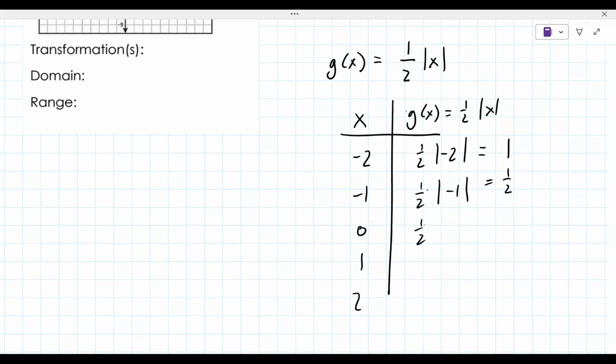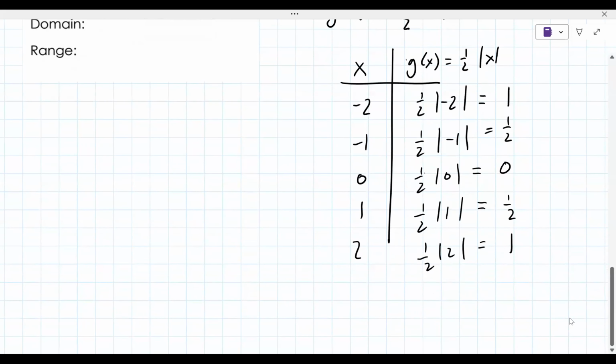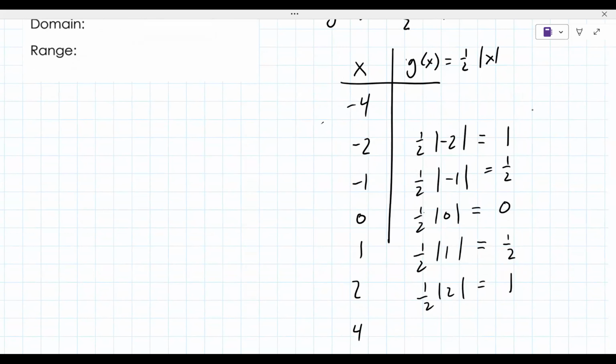All right, now 0: 1/2 absolute value of 0 is 0. Half of absolute value of 1 is half of 1, which is 1/2, and then half absolute value 2 is 1. Now maybe you're okay to graph these half points, but I don't really like doing that. So what I recommend is noticing that when it's even, -2, 0, and 2, I get a whole number as an output here. Maybe add a couple of points, like maybe put in -4 and 4, what does the output become for those?